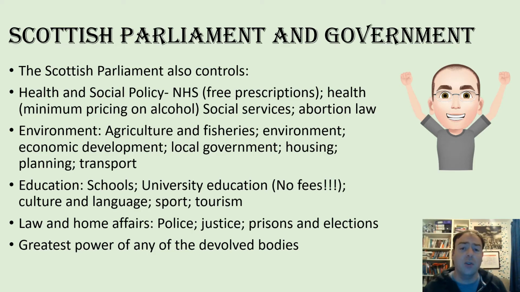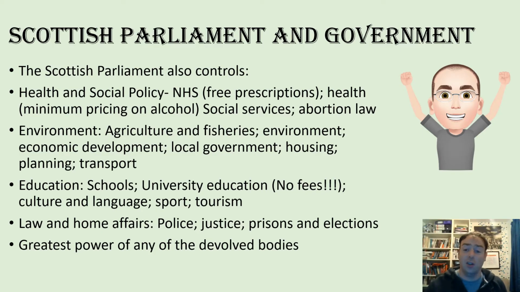So the powers that Scottish Parliament has, other than the ones we've already set out, so it has control over health and social policy, including the NHS, and we see free prescriptions in Scotland. We see other health issues, for example, minimum pricing on alcohol. They have control of social services. They have control over abortion law. In terms of the environment and other areas, they've got agriculture and fisheries, environment, economic development, local government, housing, planning, transport.